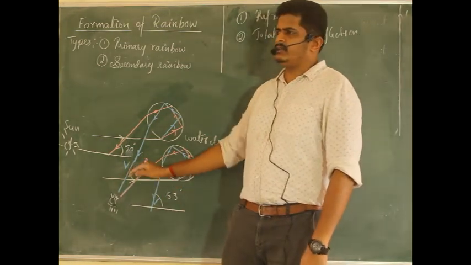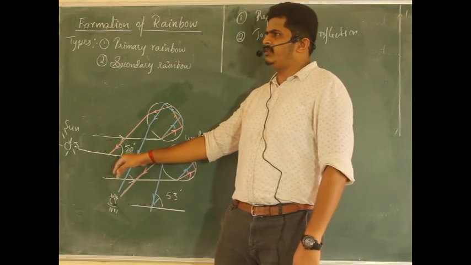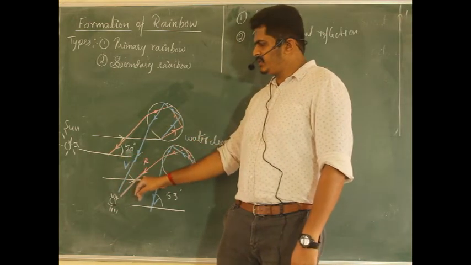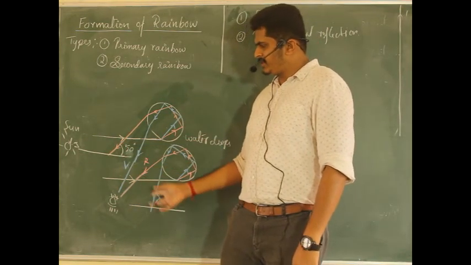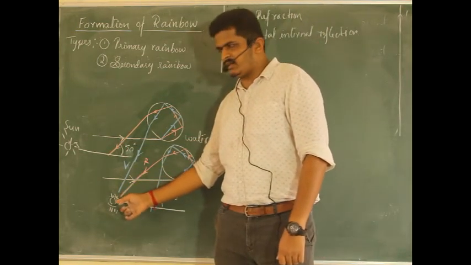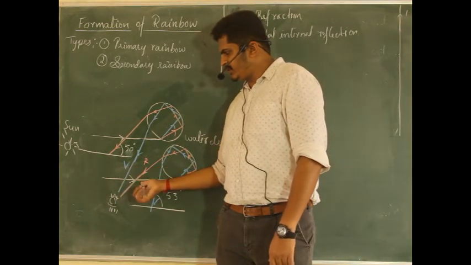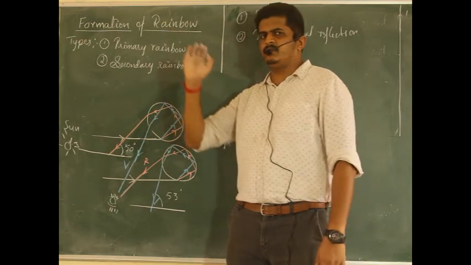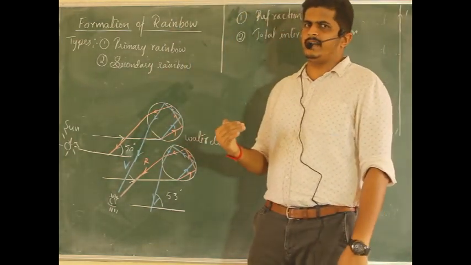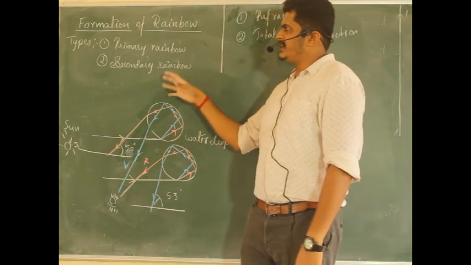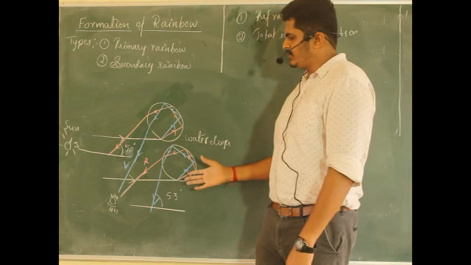What is the color pattern? At the top it is violet, at the bottom it is red. You can see here also red and violet are there, but as received by our eyes the pattern will be in this particular way. So up violet, bottom red. In primary, up red, bottom violet. So that is how primary and secondary rainbows are formed, and the ray diagrams we have also discussed here.